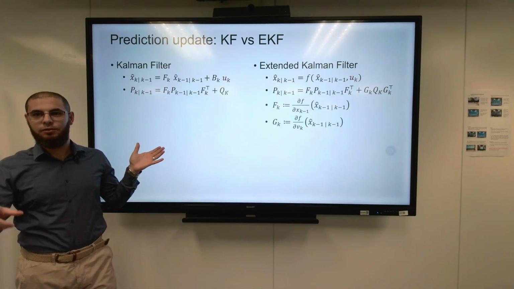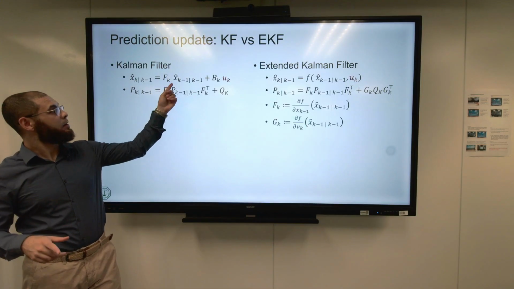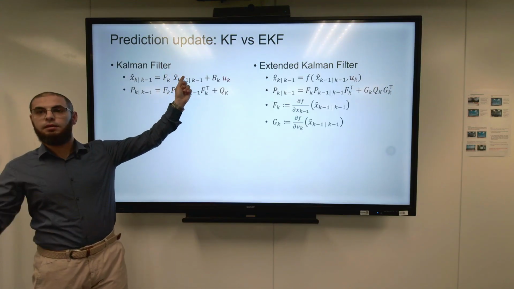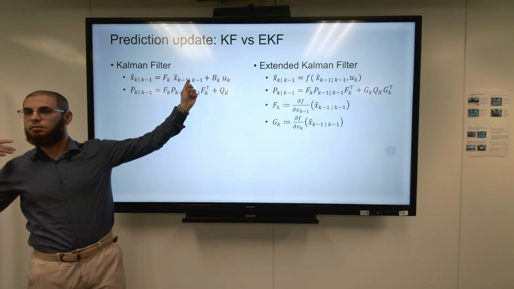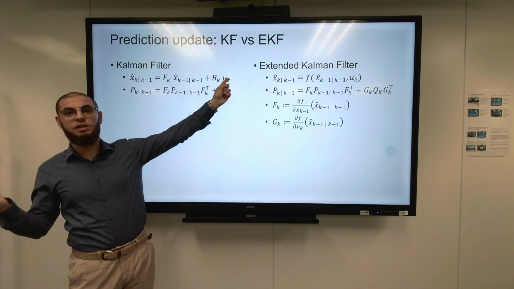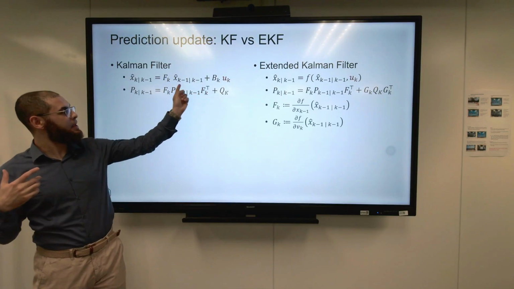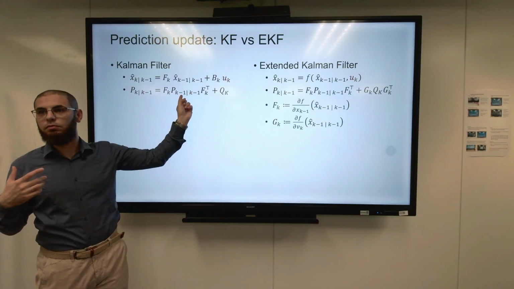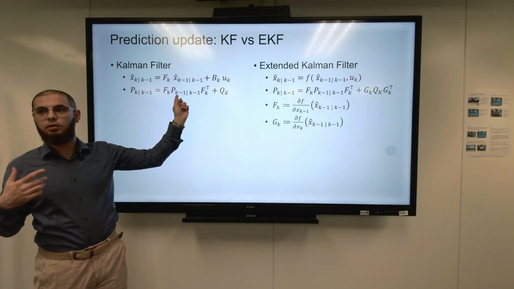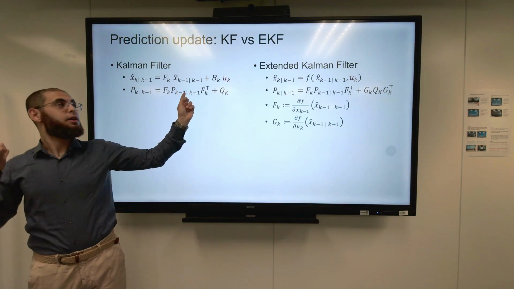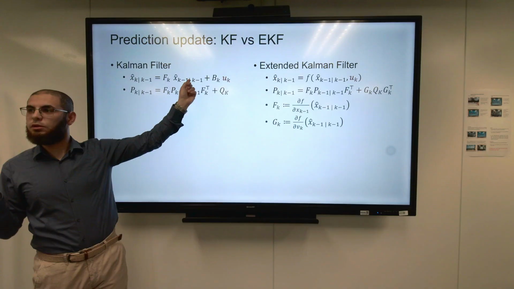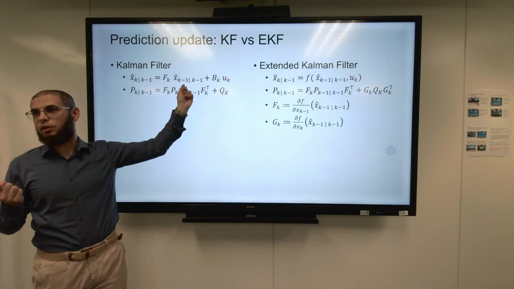Yeah, Muhammad. The x hat is the previous mean, and the u is the control input. And the p here, P k minus 1, is the previous covariance matrix. So this is the mean of a Gaussian, and this is the covariance of the same Gaussian we're talking about.